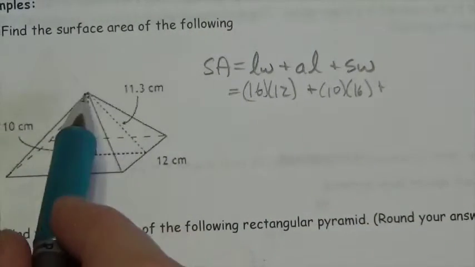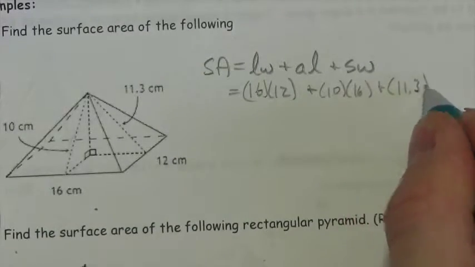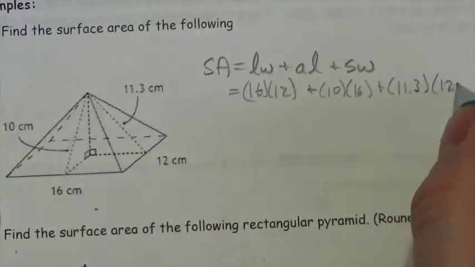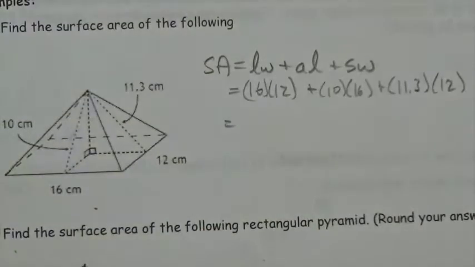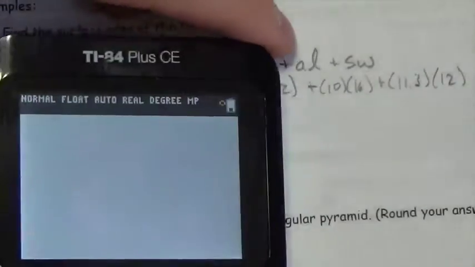And then over on this side, again, we're told what the slant height is. It's 11.3, and then the width there is 12. So this question is really straightforward, just understanding the equation and plugging that all in. So now let's enter that.